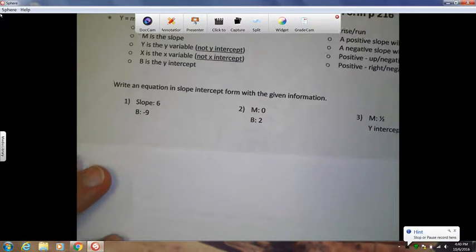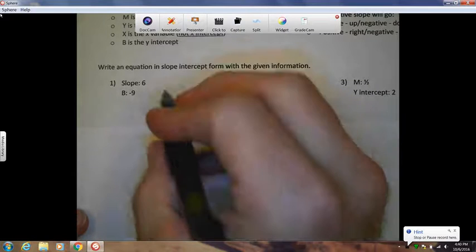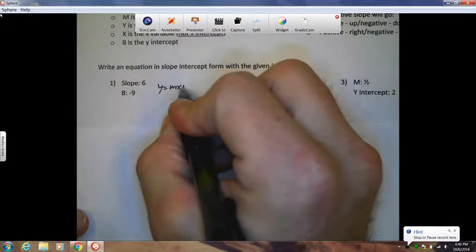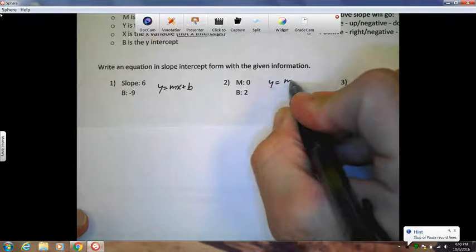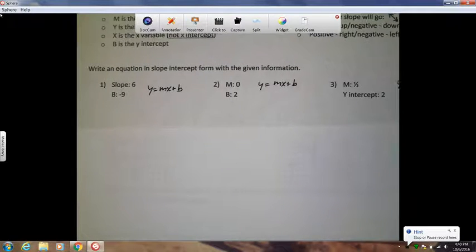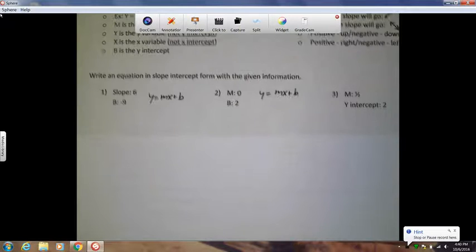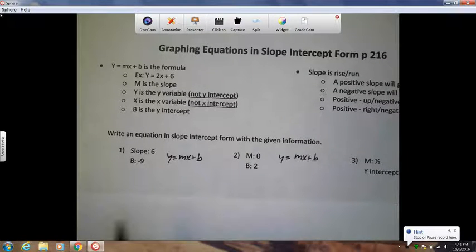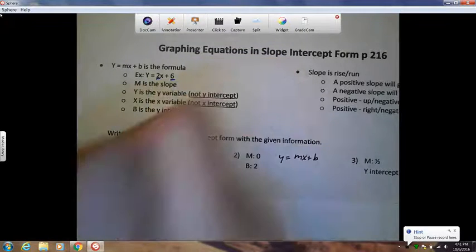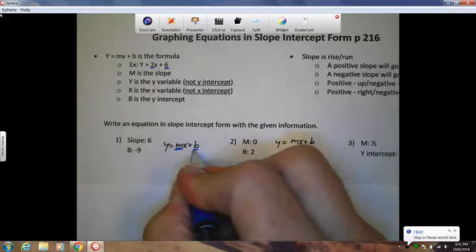First thing I need to do is write an equation in slope-intercept form with the given information. Okay, so first thing I want to do is write my formula. You might as well get this memorized, guys. Y equals mx plus b. We're going to use it a lot. So I need to know two things. Notice my example up here. I need something for m and something for b. That's my y-intercept. So I need to find m. I need to find b. Everything else will be the same.